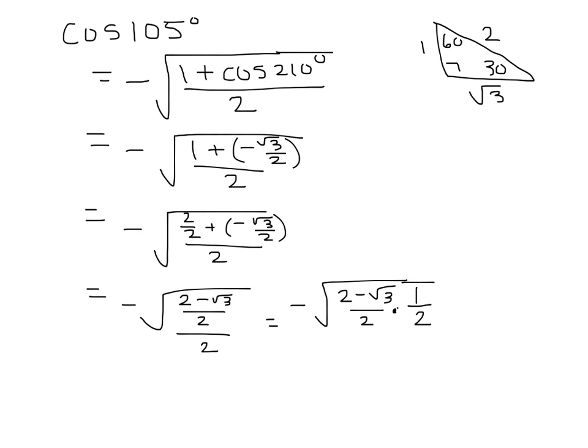All of this is still underneath the root. Multiplying together, you see that the denominator becomes 4, and the square root of 4 is 2. Therefore, the final answer is negative root 2 minus root 3, all over 2. That is the exact value for cosine of 105 using the half angle formula.